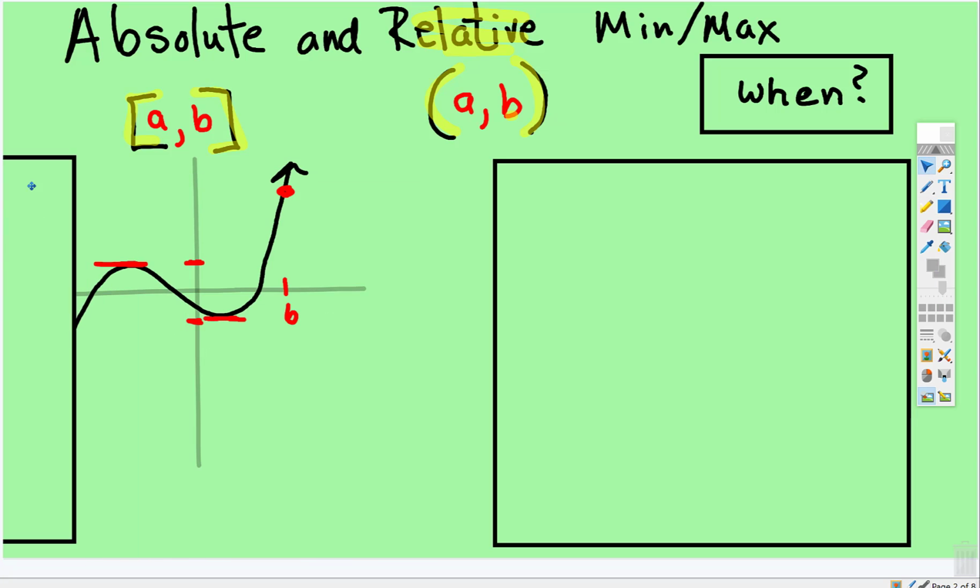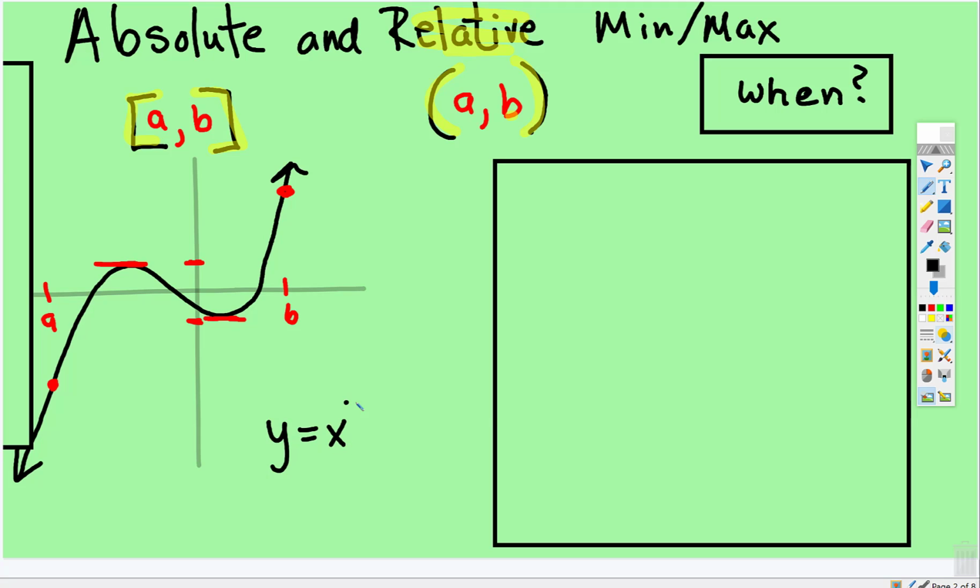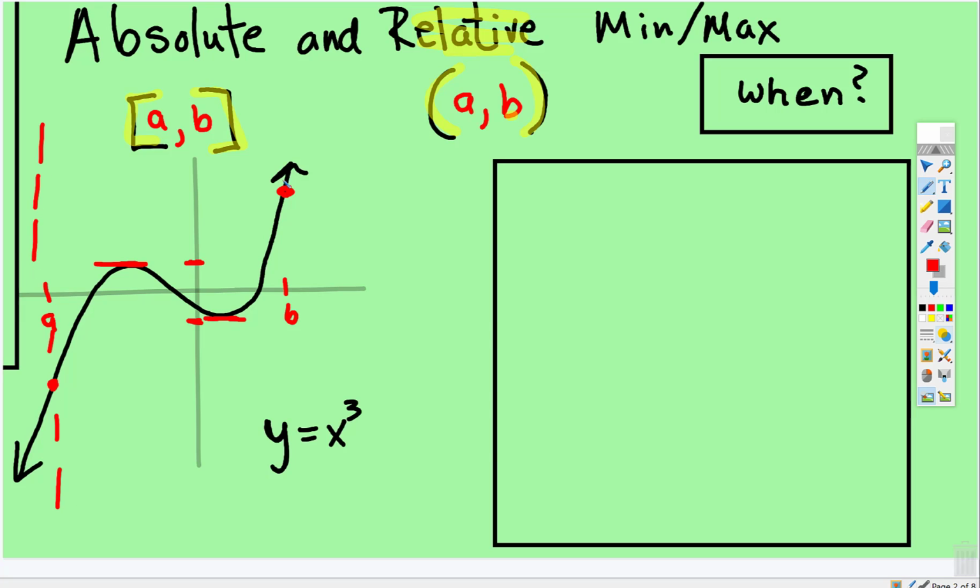So let's give you an example. So here we have a cubic function. Y is equal to some version of x cubed, right? Well, notice if we look at the endpoints, if we look at this entire part of the graph, we have this point, we have this point, we have this point, and we have this point.